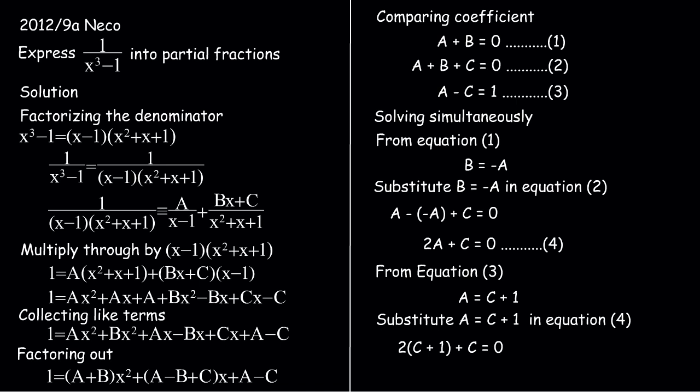Expanding the bracket, it becomes 2c plus 2 plus c is equals to 0, which will become 3c plus 2 is equals to 0, and 3c will be equals to minus 2, and dividing both sides by 3, c will be equals to minus 2 divided by 3.